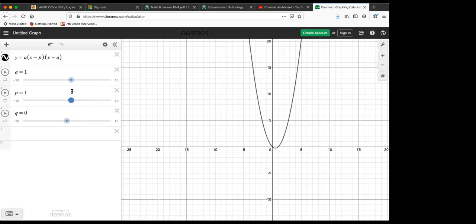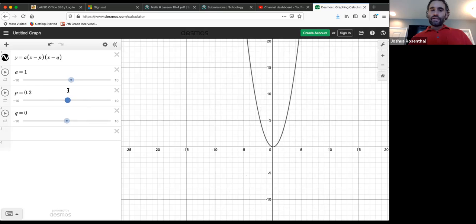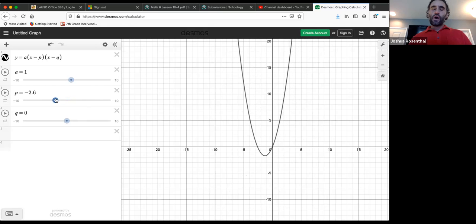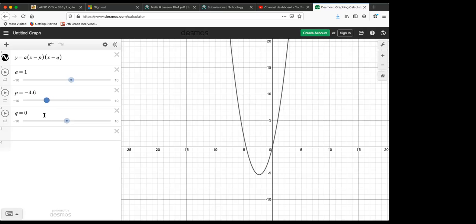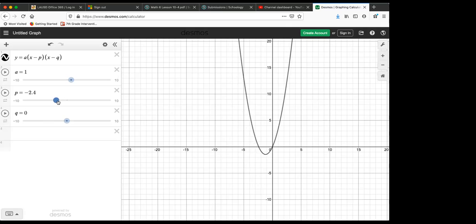And then the right root is changing. Now it's 0, almost there. Now when I'm on the left side, the right root is staying 0, and the left root is changing. They're both going to be changing, but one is always going to be 0.